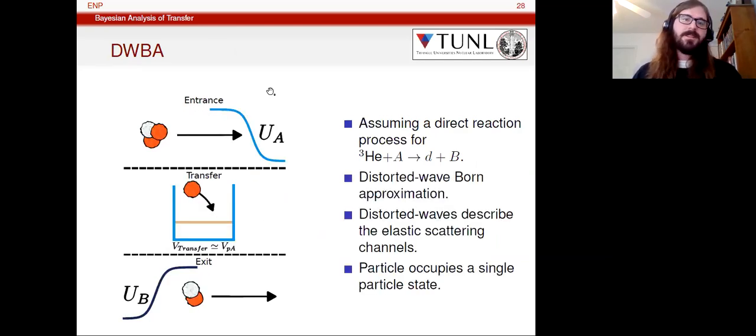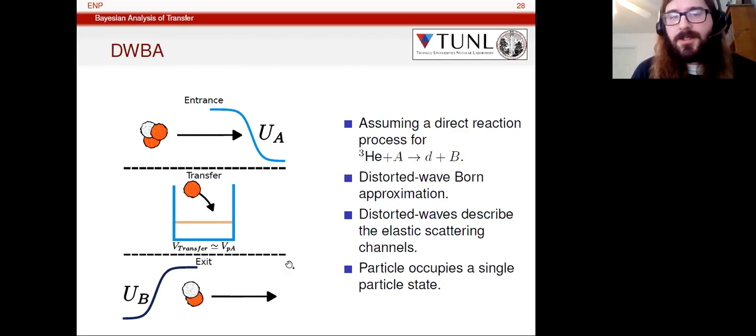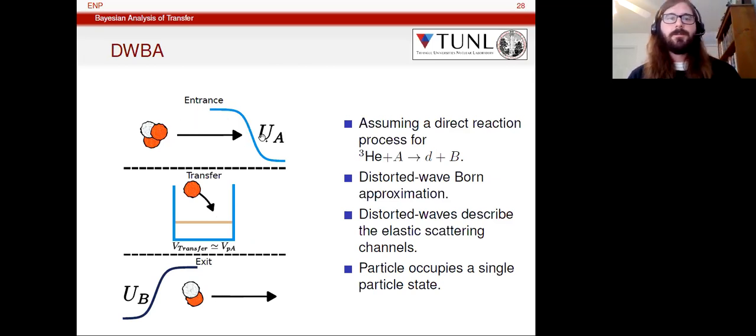And so the way we do this is by assuming that this transfer is actually a perturbation on the elastic scattering of the entrance channel, which is the helium-3 plus the sodium-23 in our case, and the exit channel, which is the magnesium-24 and the deuteron. And so these elastic scattering cross-sections are actually generated using optical potentials.